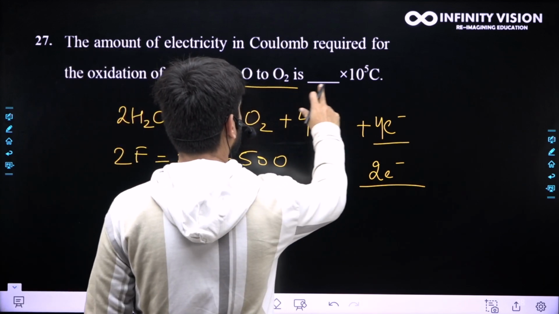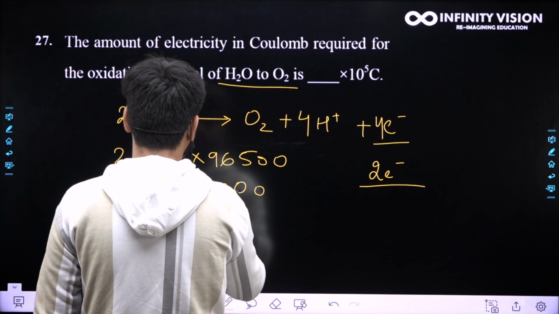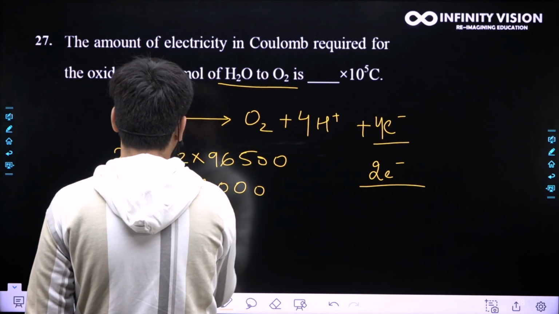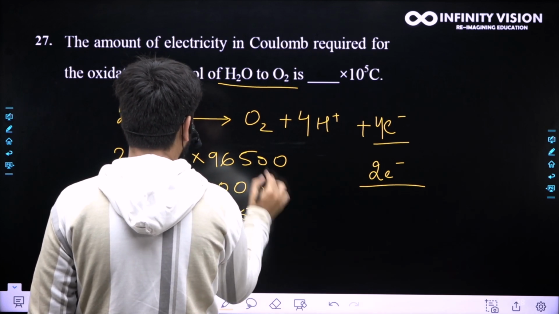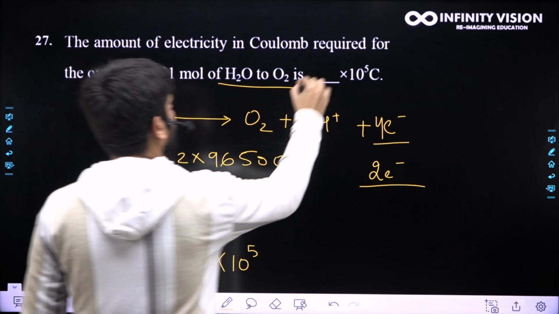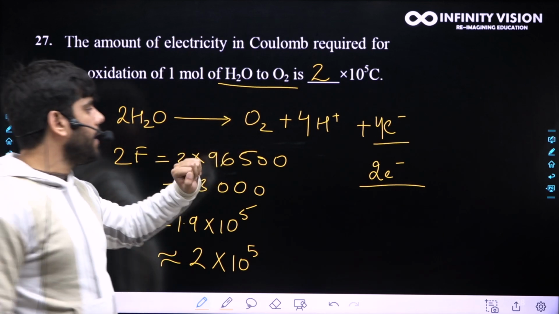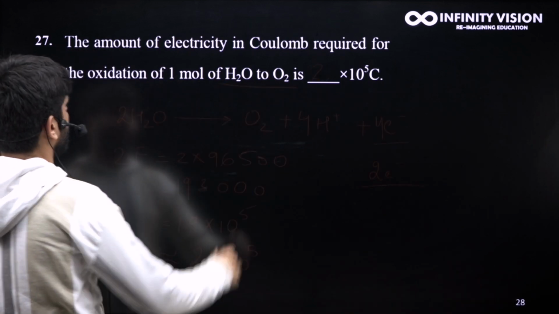We are supposed to give the answer in terms of 10 to the power 5. So that is 1.9 into 10 to the power 5, or you can write approximately 2 into 10 to the power 5. So the answer is 2. I hope the question is clear to you. Let us move to the next question.